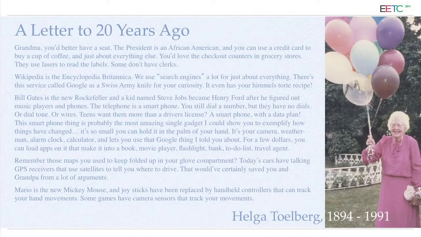And the phones are called smartphones now. You can still dial the number, but they don't have dials or dial tones or wires. And teens want them more than oxygen. This smartphone thing, if there's one thing, Grandma, I could show you, it would be this smartphone. You can wrap your fingers around it, but it's your compass, your calculator, it's your map. It lets you get to that Google thing I told you about. You can watch movies. It's your travel agent. And you remember those maps that you used to keep in your glove compartment? Today's cars, they have these GPS receivers and satellites that tell you where to drive. You and Grandpa would never have gotten in arguments.